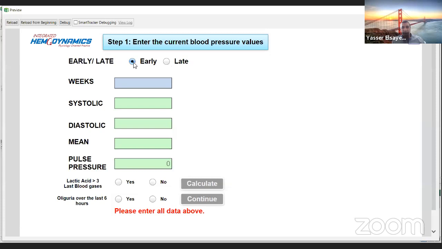So this infant was early after birth, and the calculator will understand the difference between postnatal transition, because there is a special centile curve for postnatal transition and a different centile curve for beyond postnatal transition. You just need to select early or late. 25 weeks, and you have systolic blood pressure of 29, diastolic of 18, and mean blood pressure of 23. And the lactic acid was normal. We consider more than 3 as abnormal.